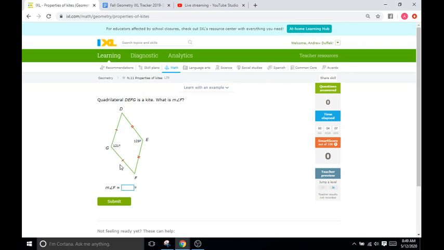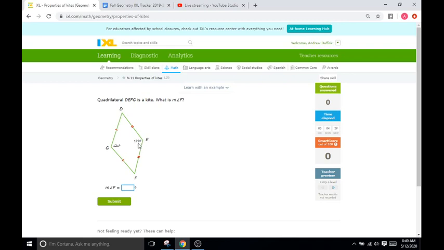Other shapes we've seen, like parallelograms, the opposite sides are going to be the same. Well, for kites, the sides that are adjacent or together or touching, those are going to be the same. Okay, so we have one set over here, and then we have another set over here that are the same. All right, that's what a kite is going to be.